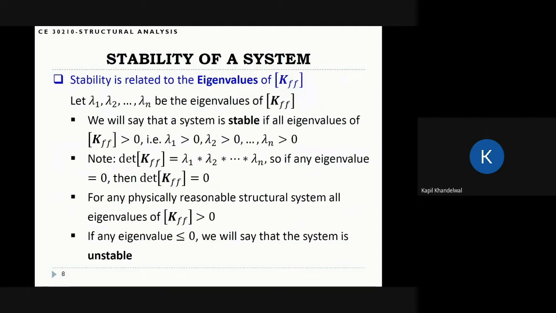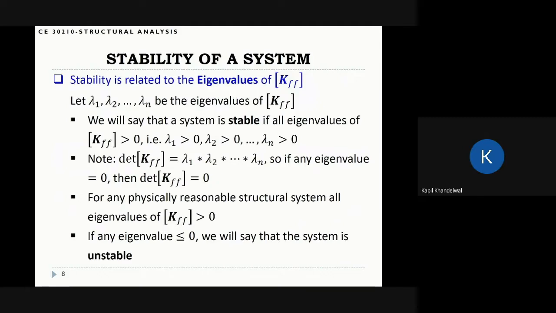And then you can always take your KFF and check the eigenvalues. I think any modern software should be able to give you the eigenvalues of the KFF matrix, just to see whether the system is stable or not. Okay, but this is the overall idea of the stability of a structural system.